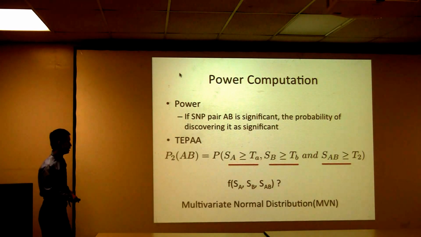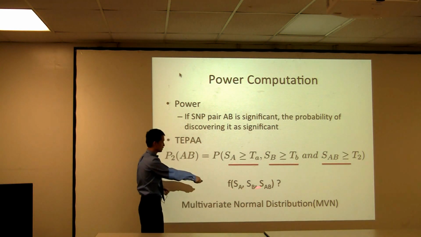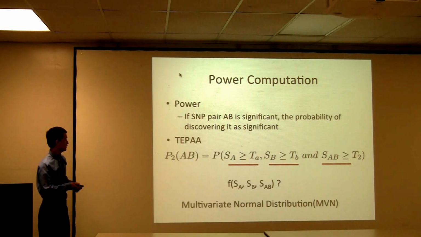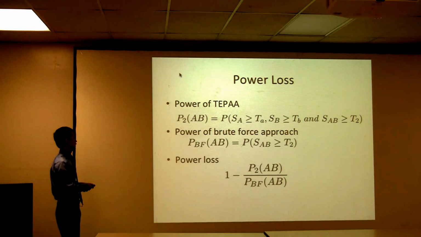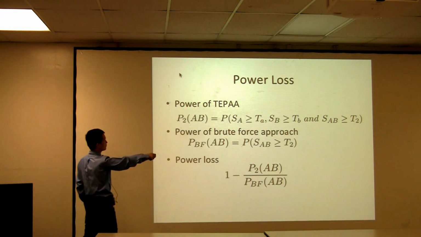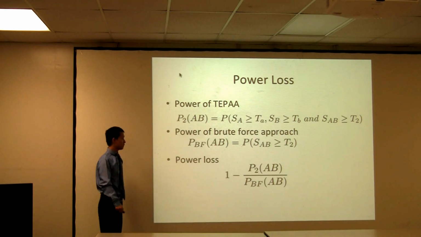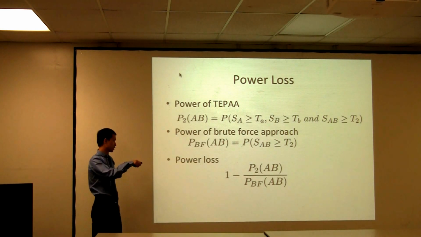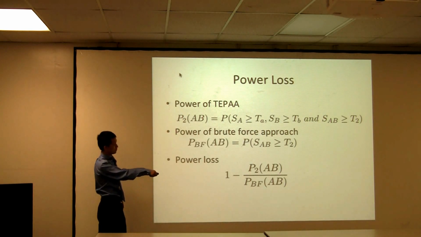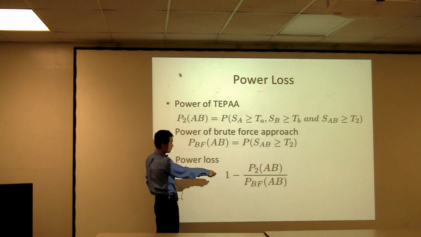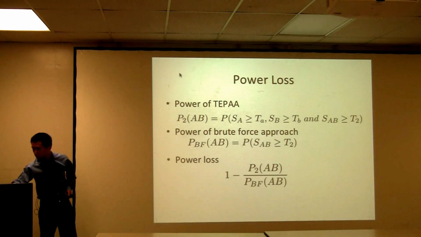Fortunately, we can use a multivariate normal distribution to approximate this joint distribution. So now we are able to compute the power of TEPA. And also, we know that the power of the brute force approach will be the probability of SAB greater than T2. Compared to the brute force approach, the power loss of our method TEPA will be 1 minus the power of our method over the power of the brute force approach.